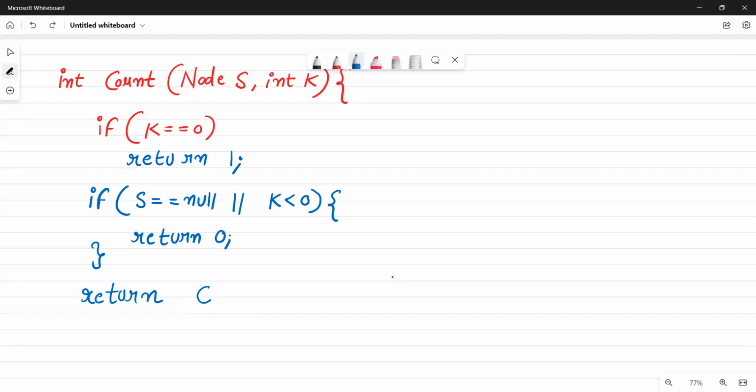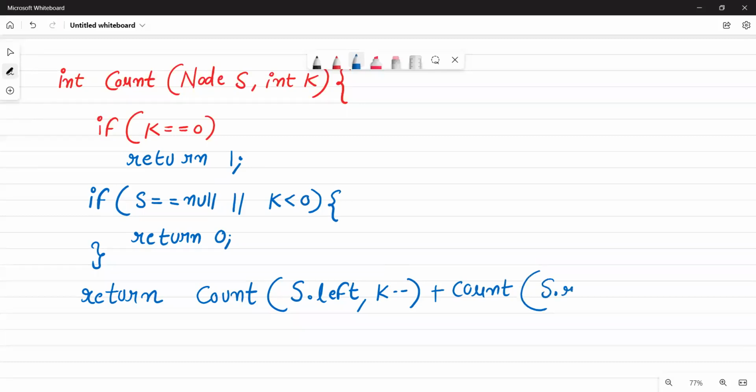Got it. For the count function, you simply need to do what? You need to call s dot left. It's a function where you need not go up and down. Okay, you go to the left, you do k minus minus because one node is already covered. Same thing you do for the right. Not only s dot right, correct, Kishan, it should be s dot left as well, because there are chances you can get something from there.